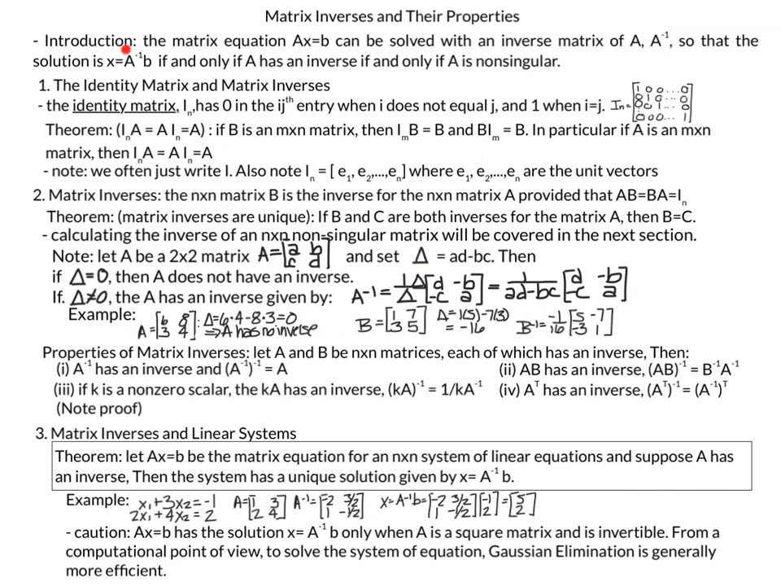And this solution holds if and only if A has an inverse, which is if and only if A is non-singular. In this video, we will identify the identity matrix and then the matrix inverses. And then we'll continue with properties of matrix inverses and how these matrix inverses relate to linear systems.